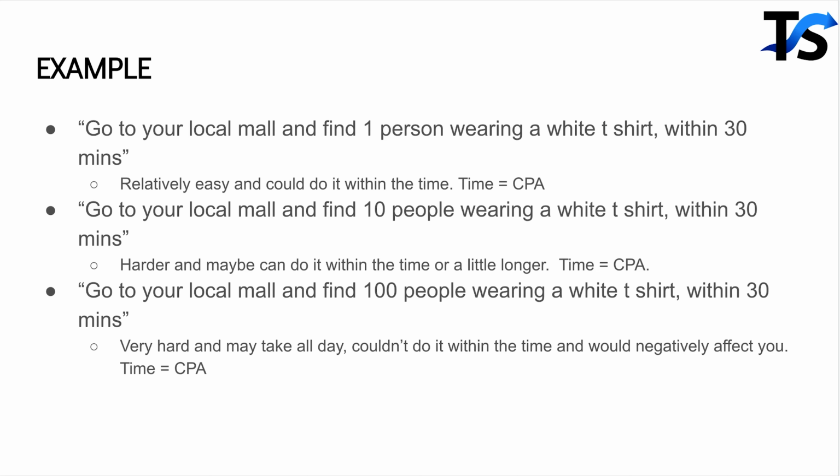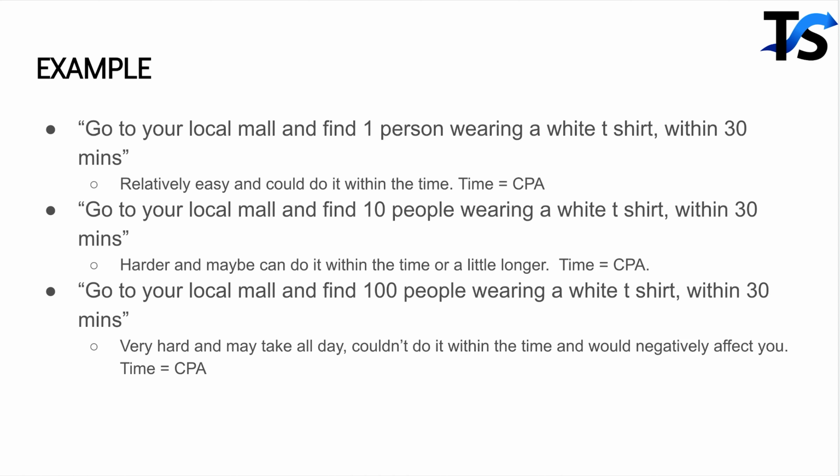So let's keep going, just to better showcase this to you. Here's an example. I want you to go to your local mall, and I want you to find me one person wearing a white t-shirt within 30 minutes. Okay. So literally picture yourself, go to the mall, local grocery store. Find someone who's wearing a white t-shirt. That's it. Just boom. There you go. Found someone. Cool. Relatively easy. You could easily do it within 30 minutes.